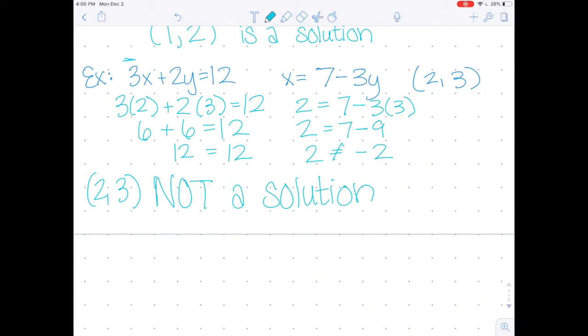Okay, so that's identifying solutions when they give you two equations and then they say, hey, here's the ordered pair. Okay, we can also solve these problems by graphing each equation and checking where the graphs cross. So let's take a look at what that would look like.